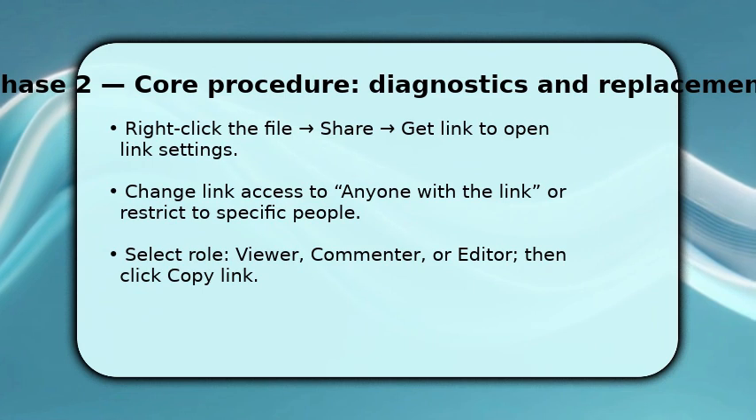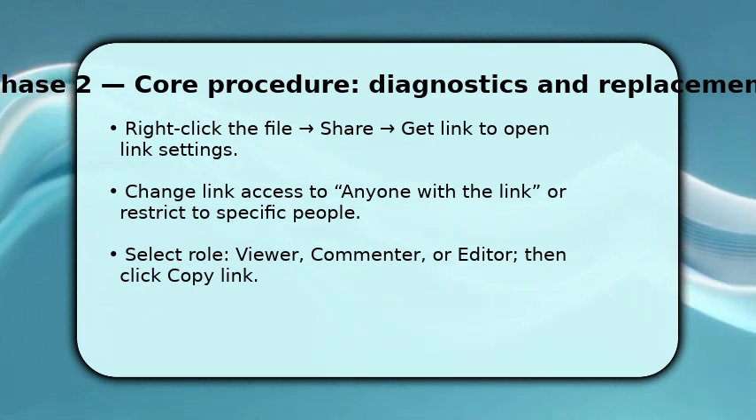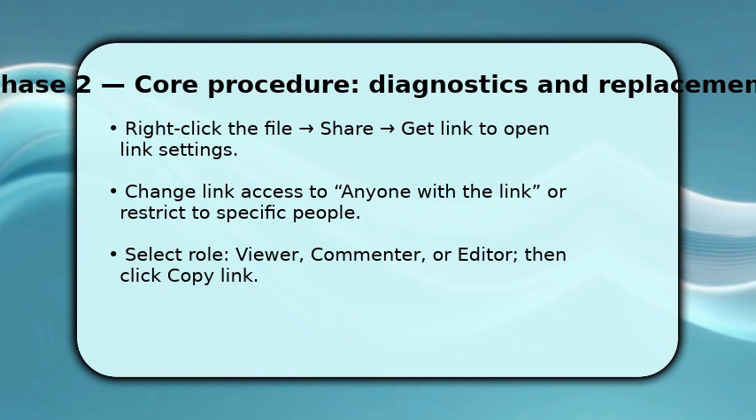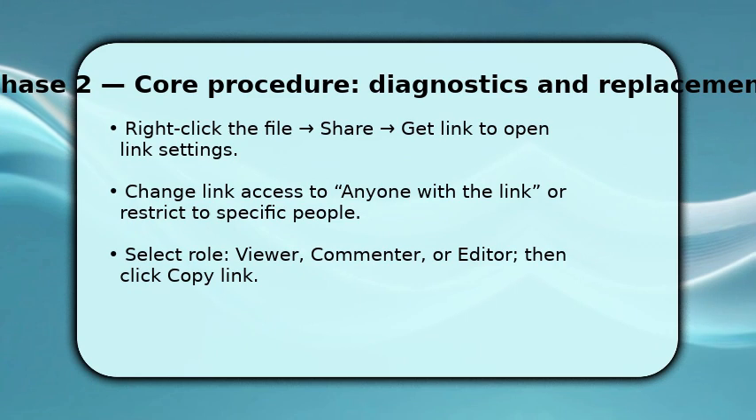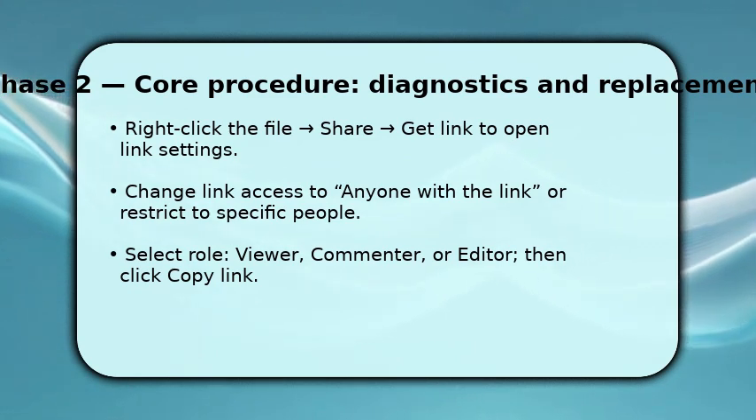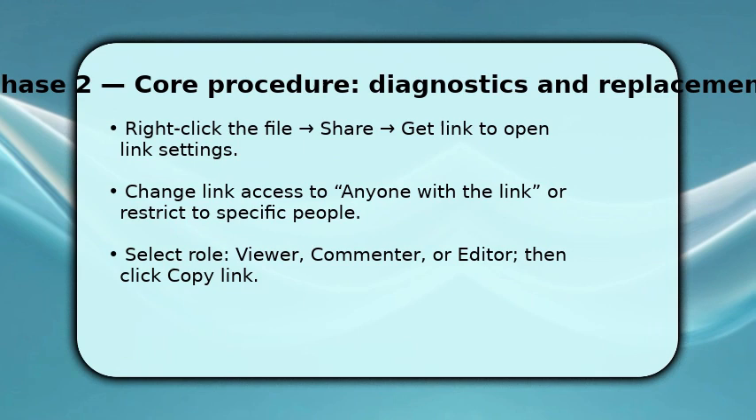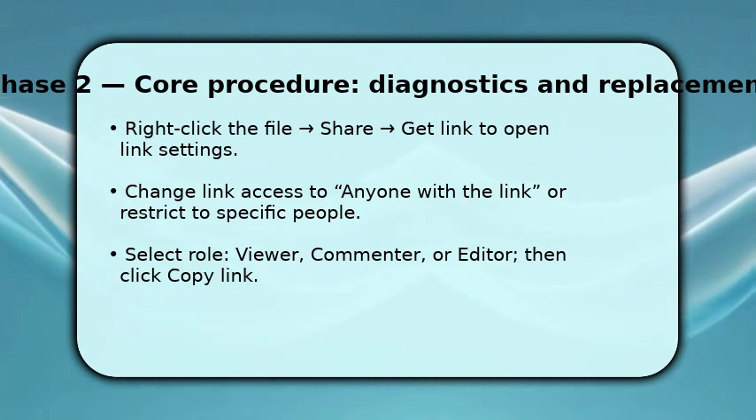Next, pick the role. Viewer prevents edits, commenter allows notes, editor grants full edit rights. Make sure to consider security. Choose the least privilege needed. After selecting the role, click Copy Link, then Done. This step controls who can open, comment on, or change your Excel file.